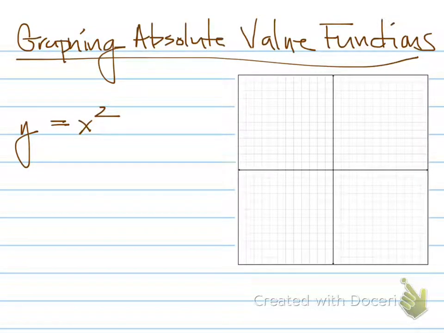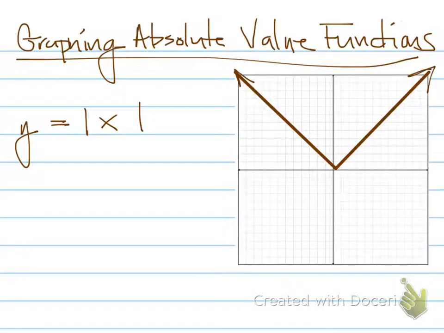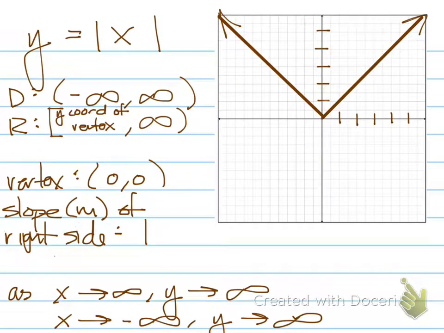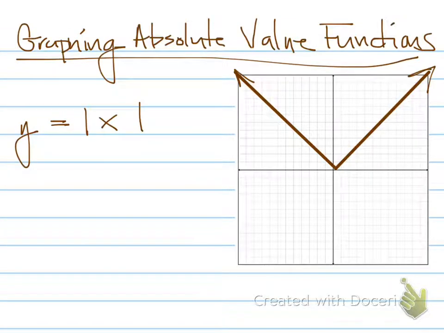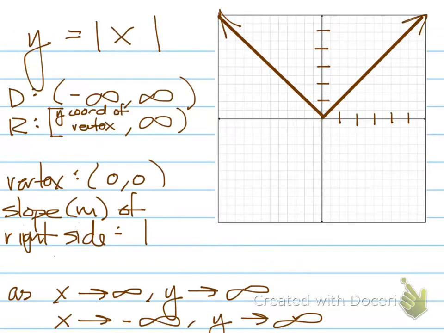All right, in this lesson, we're going to be looking at the graphs of absolute value functions and their transformations. For absolute value functions, the graph is always going to be a V. The parent function is a V with both arrows pointing up. The domain is always going to be all real numbers for all absolute value functions.